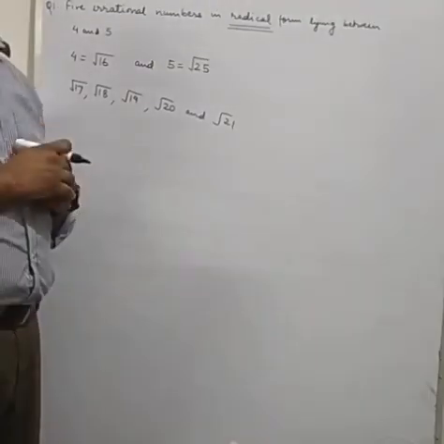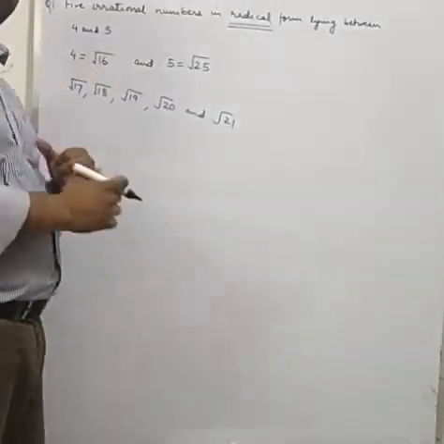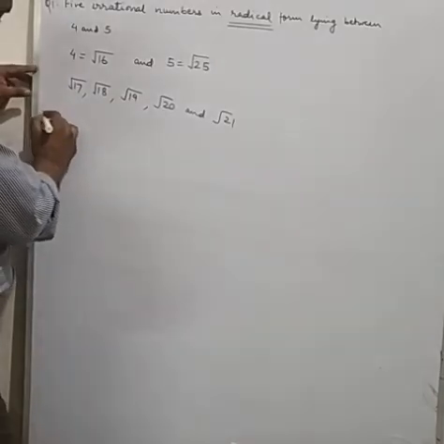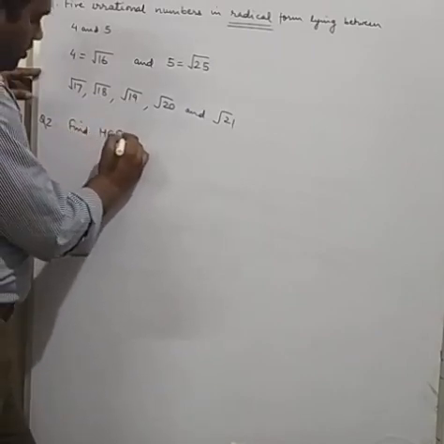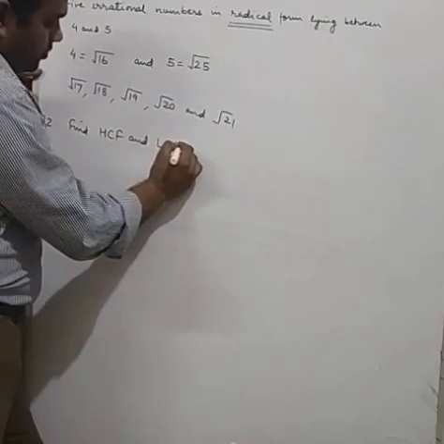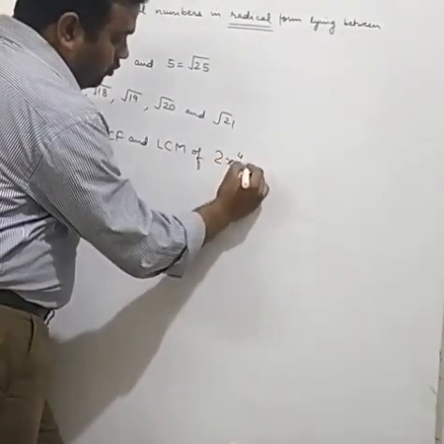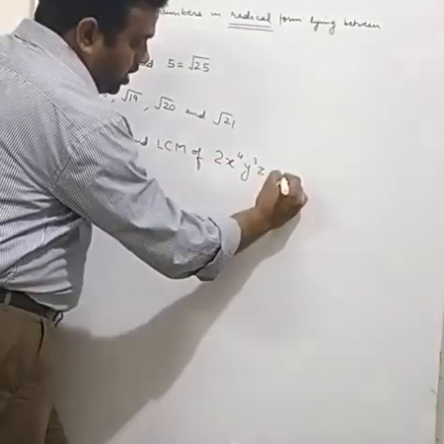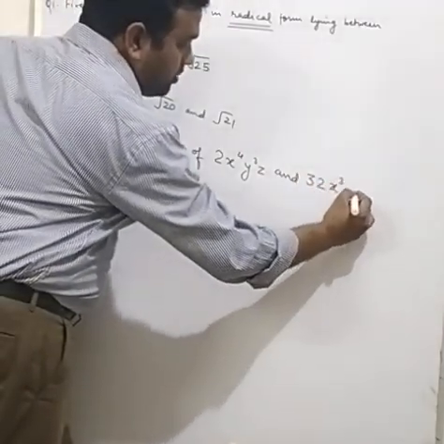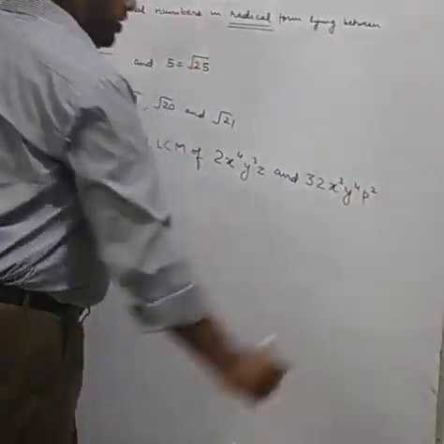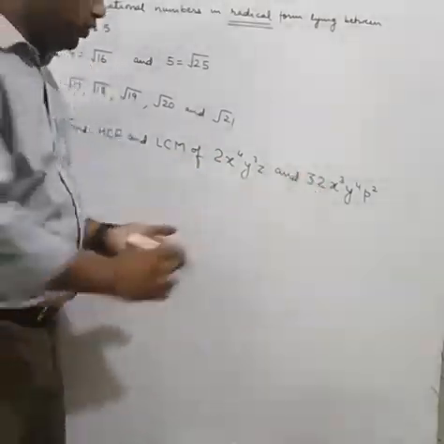Now the second question for today is question number 19B of my worksheet, and the question is, we need to find HCF and LCM of 2x to the power 4 y cube z and 32x cube y to the power 4 p square. So we need to find the HCF and LCM of these two expressions.